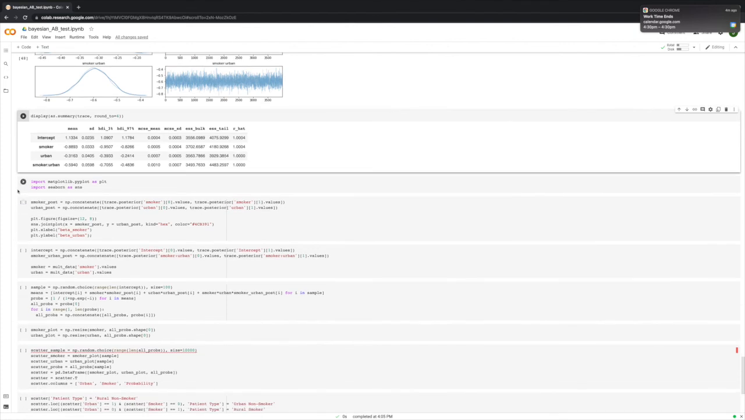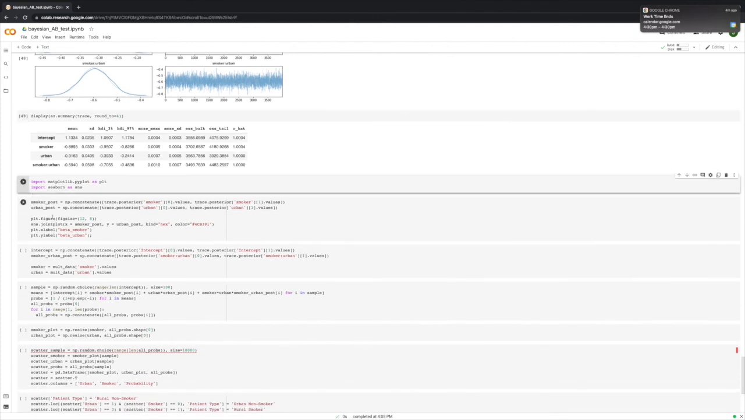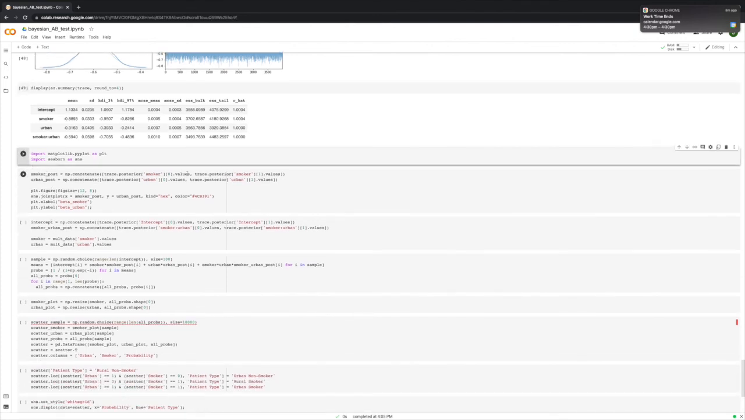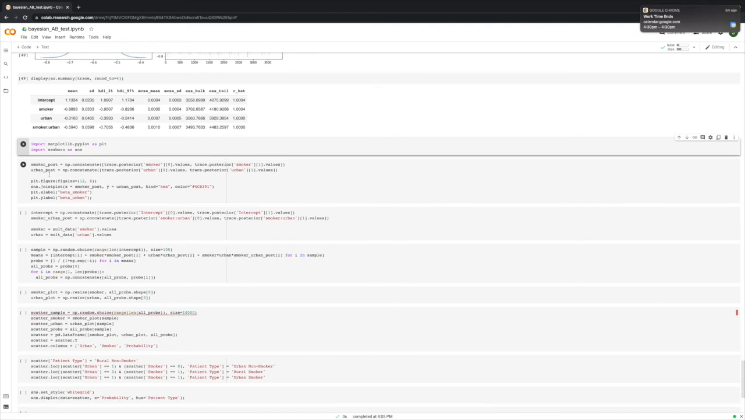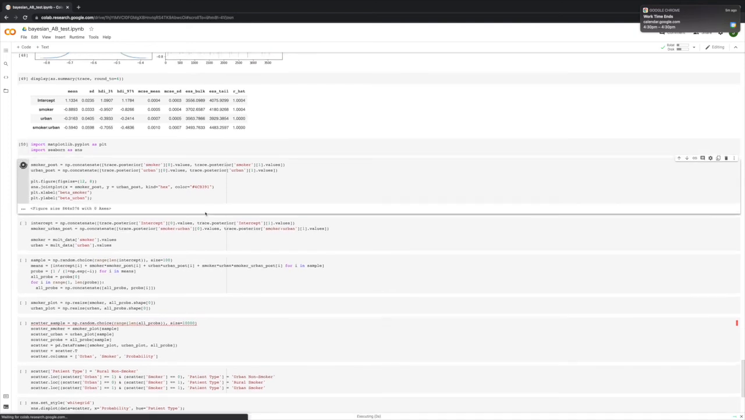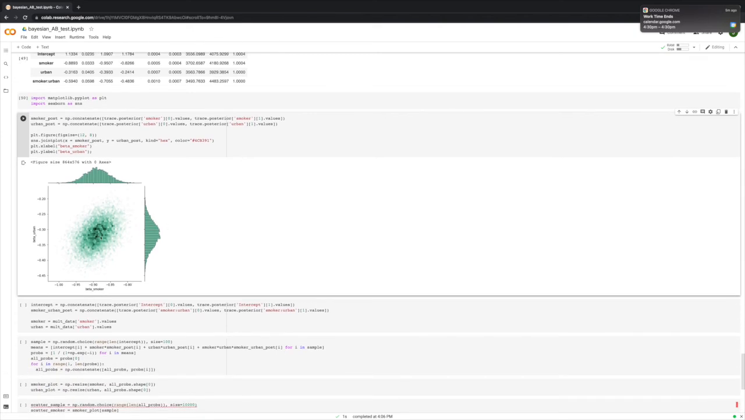For this one, we're going to look at some more plots. So we'll use matplotlib and Seaborn here. In these two lines, we're just drawing all of those samples out of the two chains of the posterior, and then we're just going to plot them together. We'll talk about what this plot means.